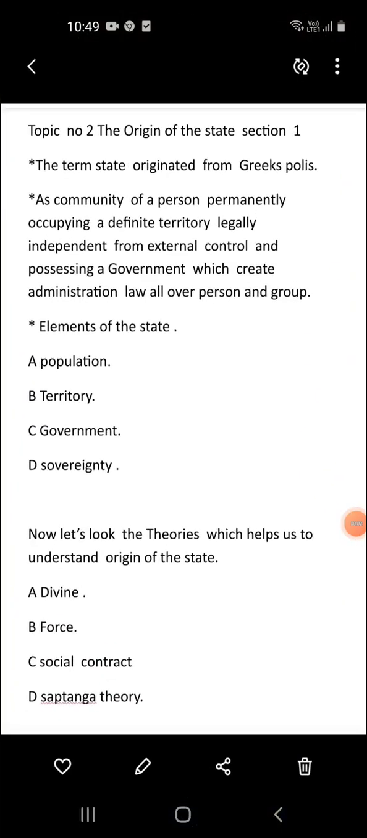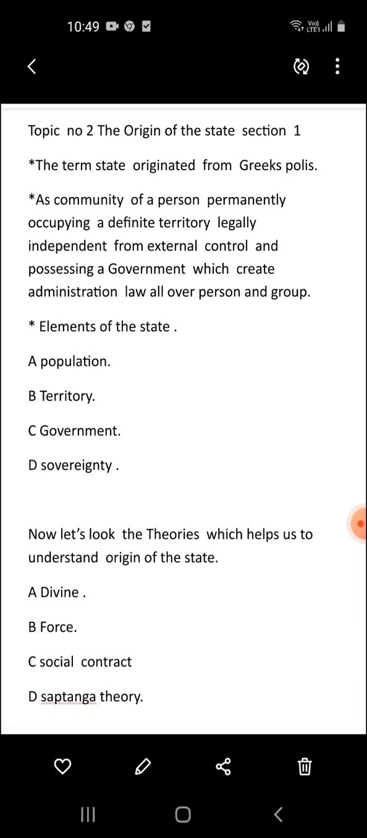Good morning, everyone. In today's class, we are going to study the topic number 2, the origin of the state, section 1. As you all know, in the previous section, we have already studied how world politics originated. I will give you the introduction first, then we'll go on to the concept.